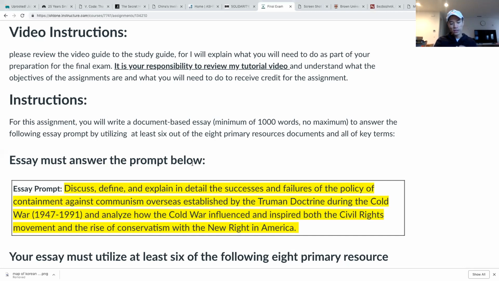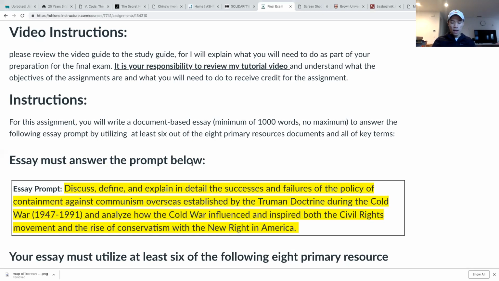Now, on the surface, the question looks simple, okay? But again, I want to remind you, you have to read the question very carefully and understand all aspects of the question and what I am asking you to do. Again, the first section is about discussing, defining, and explaining the Truman Doctrine, its successes and its failures, okay? Now, I have provided you with documents, key terms, and events that will allow you to discuss both successes and failures of the Truman Doctrine, okay? So you've got to do both. You've got to discuss successes and failures. So that's in the first half.